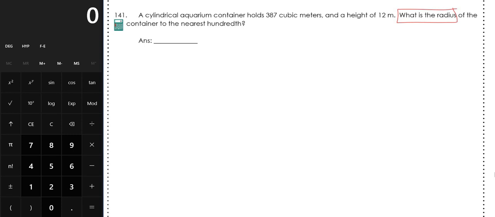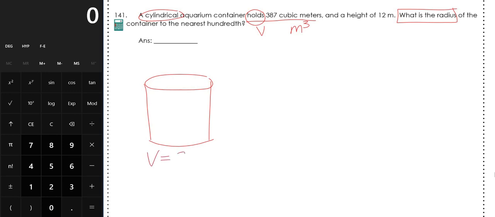Now let's see what we have. Start from the beginning. We have a cylindrical aquarium. Okay, let's go ahead and draw that. It's always great to have a visual. So here's our cylindrical aquarium, and this container holds 387 cubic meters. This word holds is telling you volume. If that wasn't enough, the fact that it's cubic meters, meters to the third power, is the second way that you know they're giving you volume when they give you the 387. Volume. So we're going to write down V equals 387 meters cubed. And they also tell you that the height is 12 meters for this cylinder.